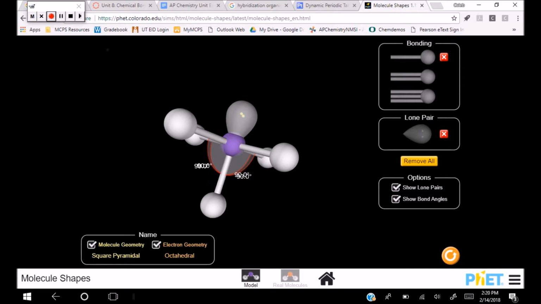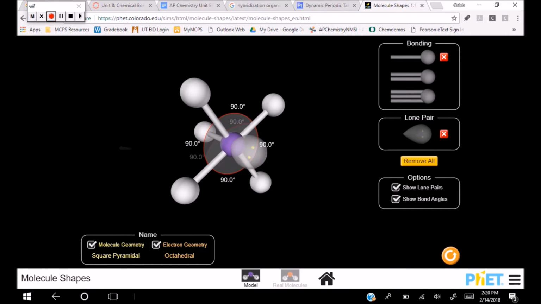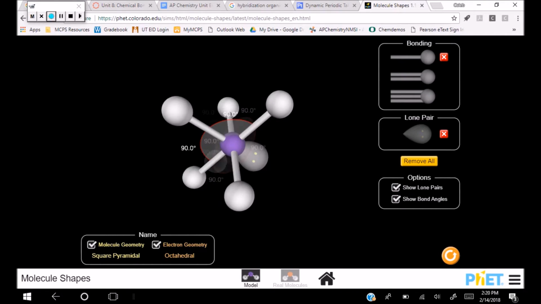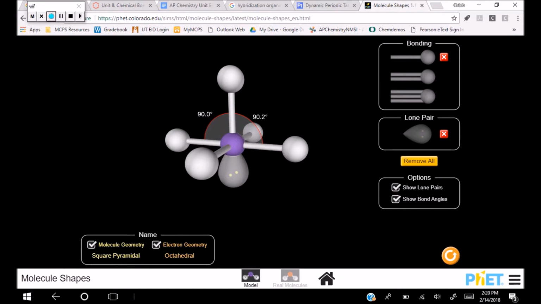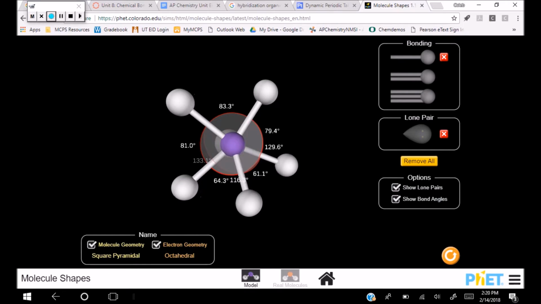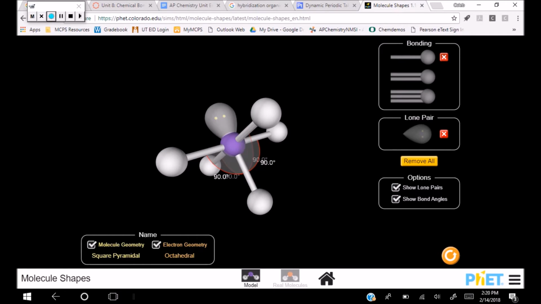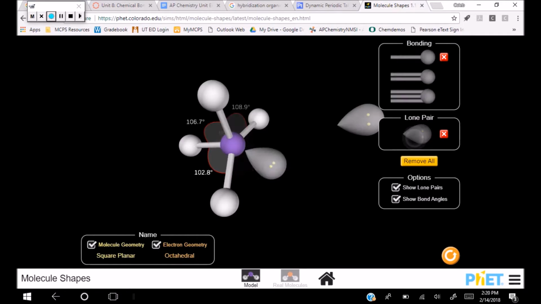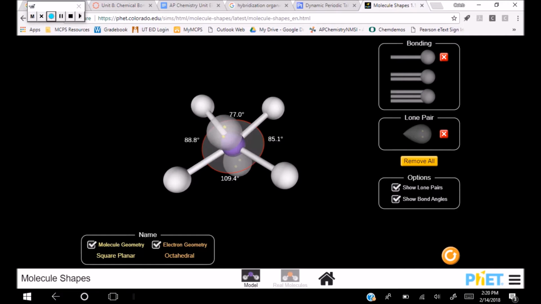We've got square pyramidal, where we have this square base, but if we turn it upside down like this, we can form a pyramid with a square base. So we've got square pyramidal. We could add 2 lone pairs, we'll get square planar.